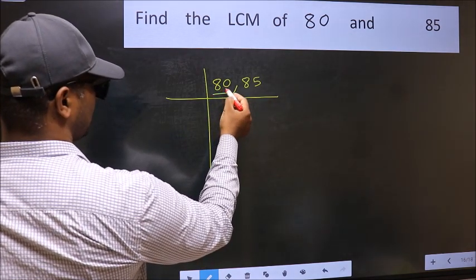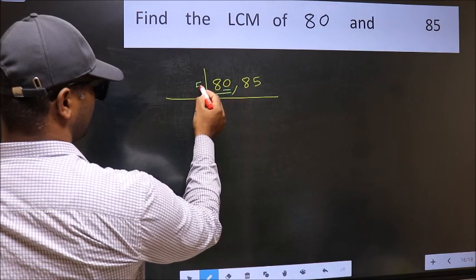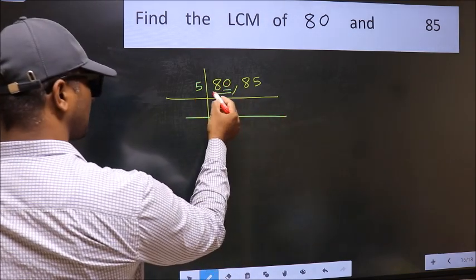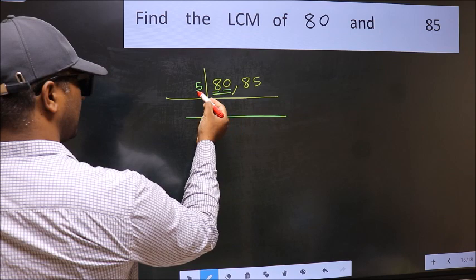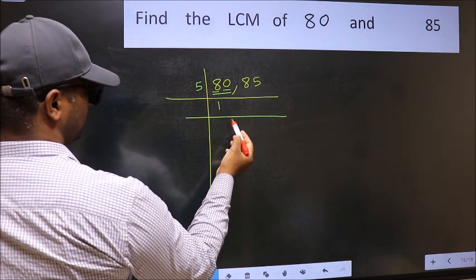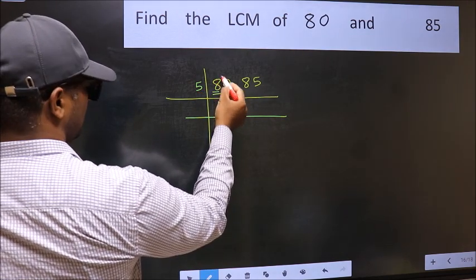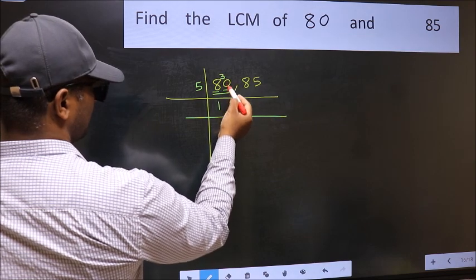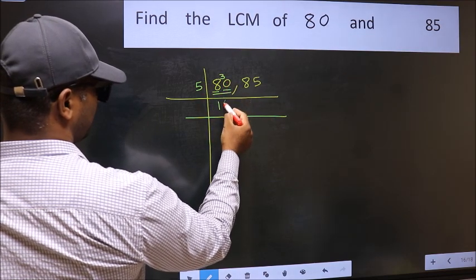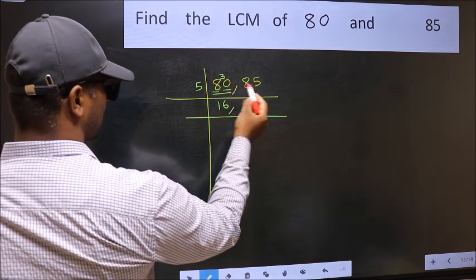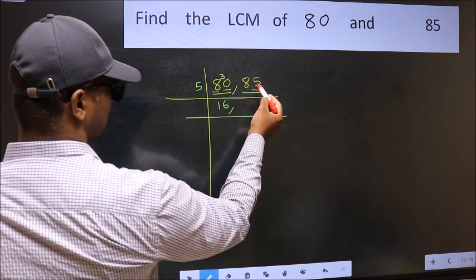Now focus on the first number, which is 80 here. In this number, the last digit is 0, so take 5. First number 8. A number close to 8 in the 5 table is 5 ones 5. 8 minus 5 is 3, 3 carried forward makes 30. When do we get 30 in the 5 table? 5, 6, 30.